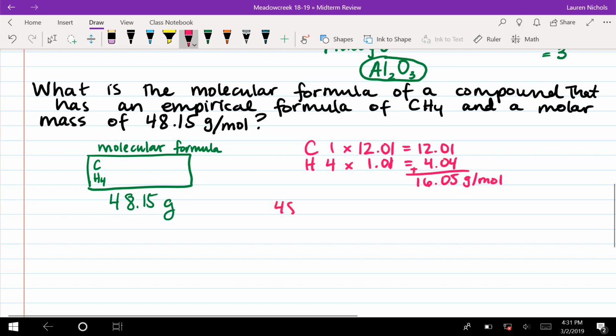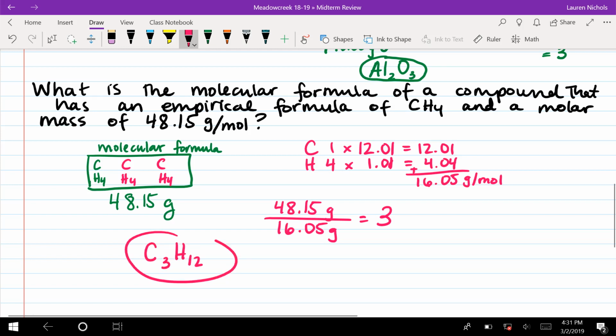So we say 48.15 grams divided by 16.05 grams gives us 3. That 3 means that CH4 is repeated 3 times. So our molecular formula is C3H12. We have 3 carbons and 12 hydrogens.